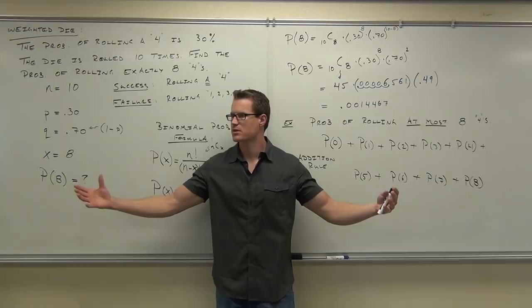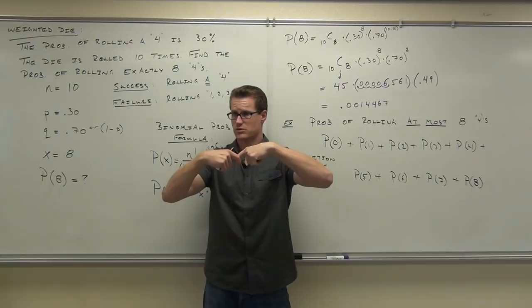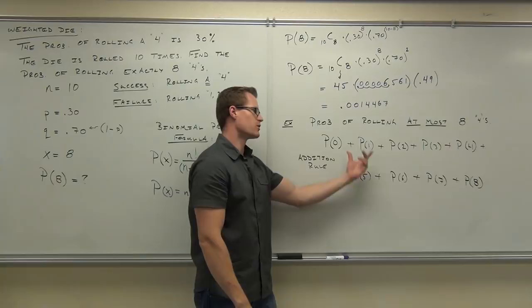You can't get that. So here, these are disjoint sets, disjoint outcomes. We add them all up. We don't have to worry about a crossover. That's what I'm trying to say here. There's no crossover. There's no "and" of them happening at the same time. We just add up each of those probabilities. So the probability of rolling at most 8 fours comes down to the probability of rolling 0, plus the probability of rolling 1, plus 2, plus 3, plus 4, 5, 6, 7, and 8.